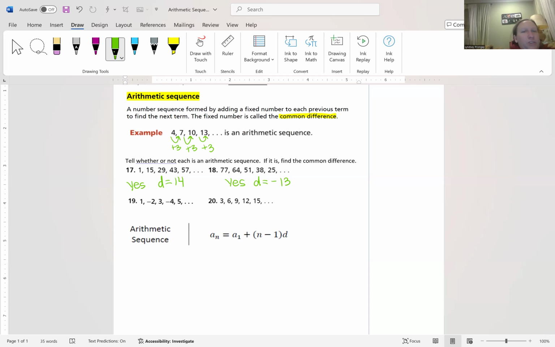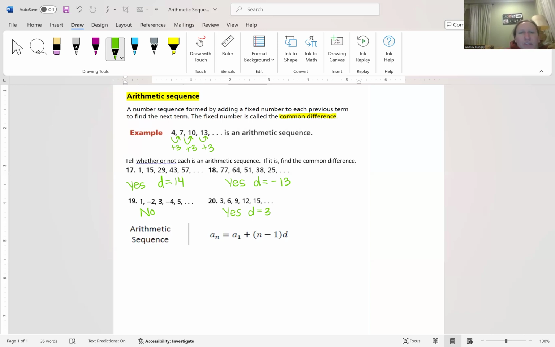Okay, here it goes from 1 to negative 2, which would be a decrease of 3. But then it goes from negative 2 to 3, which means it would go up by 5. We are clearly not adding or subtracting the same number every time, so this is a no. And our last one, 3, 6, 9, 12, 15, those are just going up by 3 each time. So this is a yes with a common difference of 3.